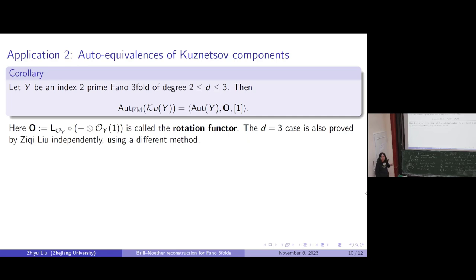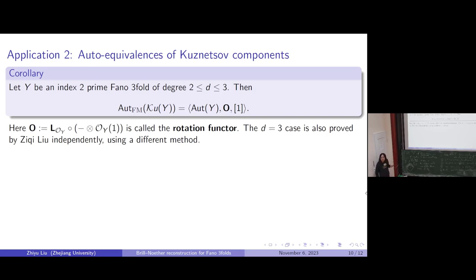Are there some relations between these two? Yeah, there are some relations. For example, for the d equal to 3 case, this rotation up to some power is actually the shift functor, maybe shifted by 2. Yeah, and these are the relations. We can write down this relation explicitly, but for simplicity of the statement, I decided to write it as this.